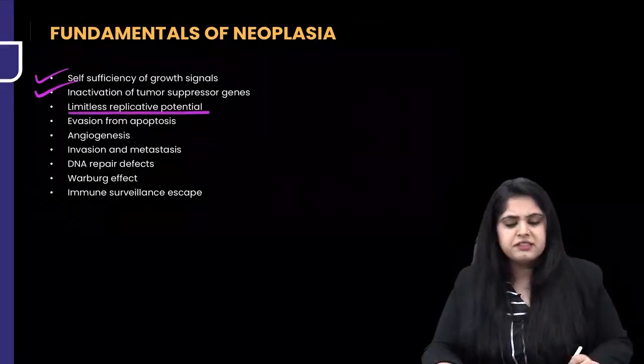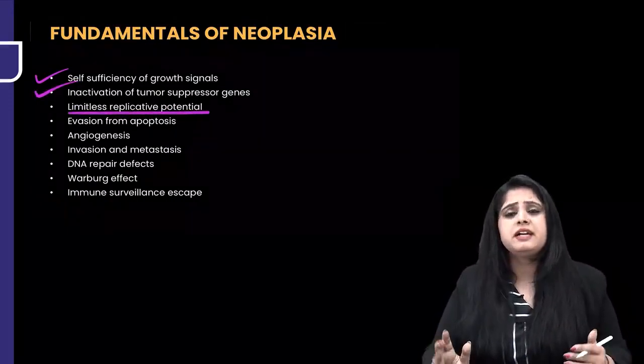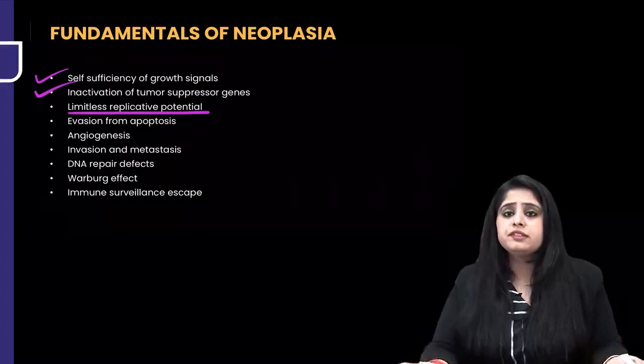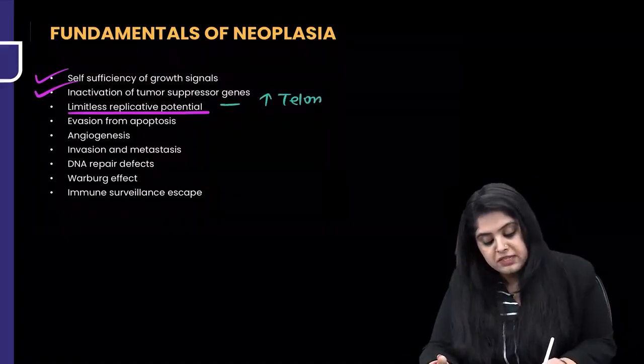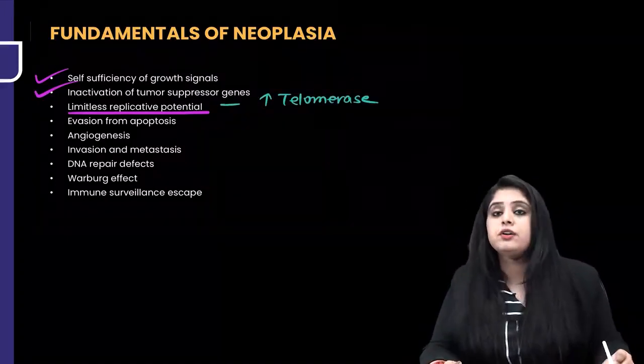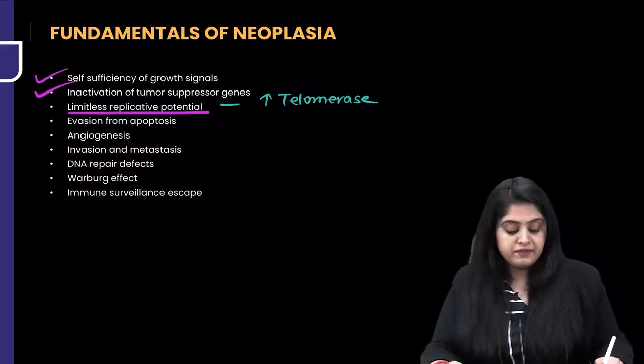The third fundamental says the cancer will keep on dividing, limitless division. That is obvious, it is cancer. It is going to divide forever. How does it divide forever? Because it has something known as telomerase. It has a lot of telomerase. That is why it will keep on dividing.